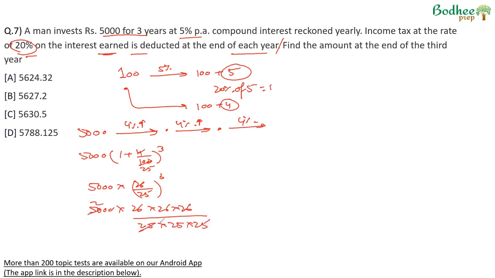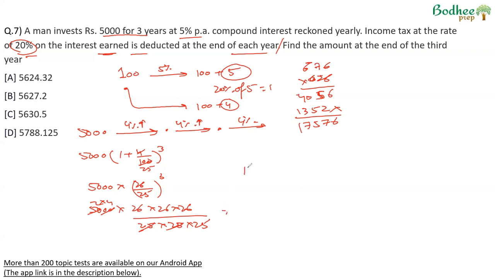Now 25 twos are 50, 25 fours are 100, so we get 8 from here. Now 26 cubed. 26 squared is 676. Multiplying 676 into 26, we get 4056 plus 13520, and therefore 26 cubed will be 17,576.